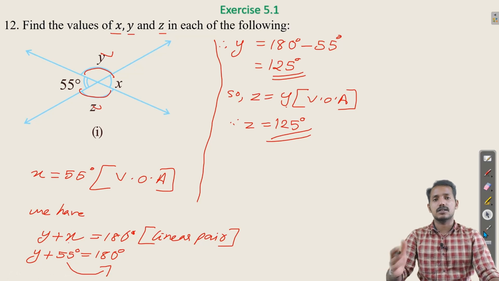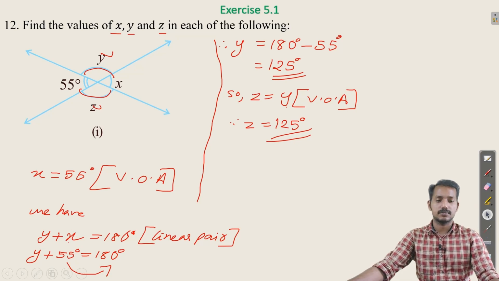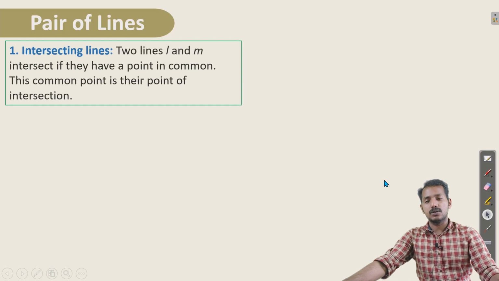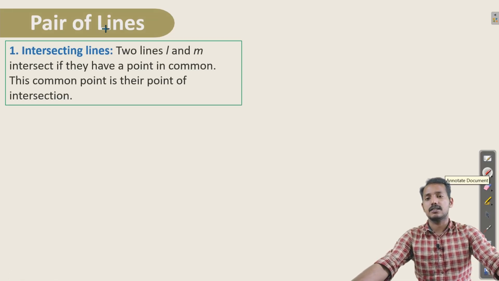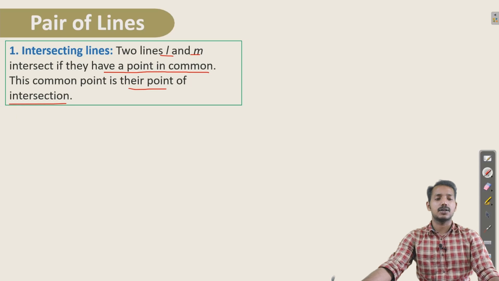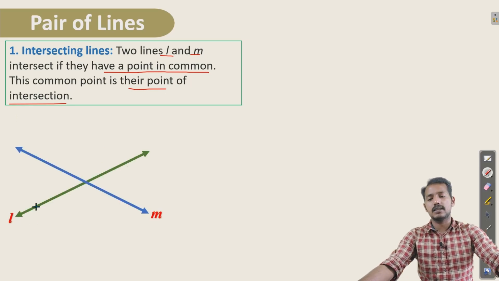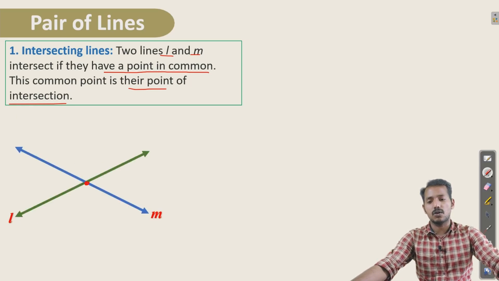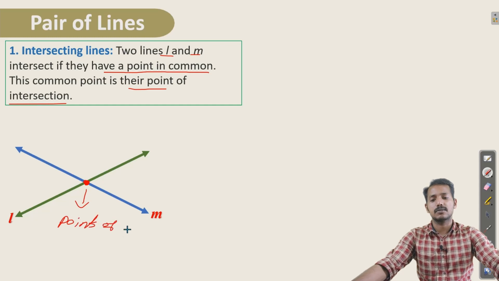Now let's move on to discuss the different kinds of lines. The first pair of lines we are going to discuss is intersecting lines. Two lines L and M intersect if they have a common point, and this common point is called the point of intersection. We already know this. These are two lines L and M, and if this is the common point, we can call them intersecting lines, and this common point is called the point of intersection.